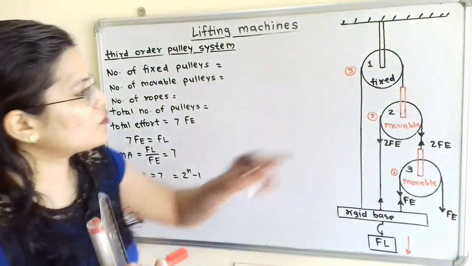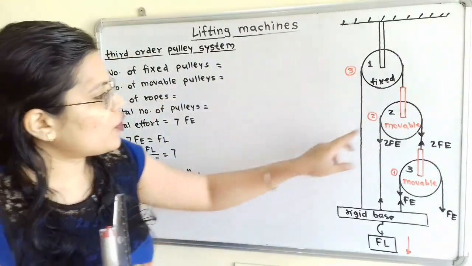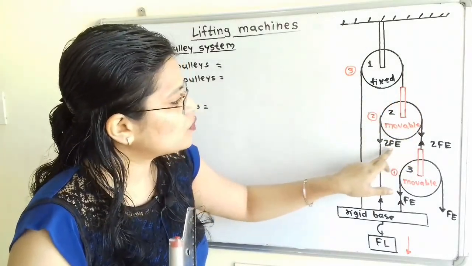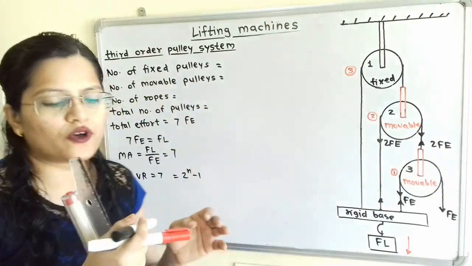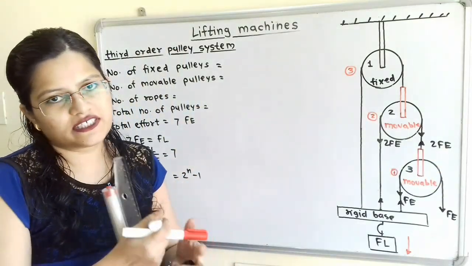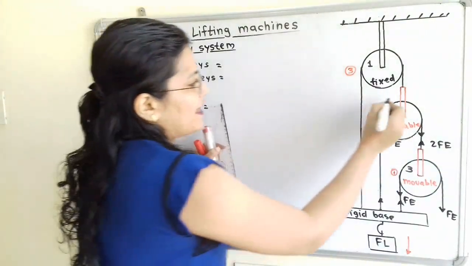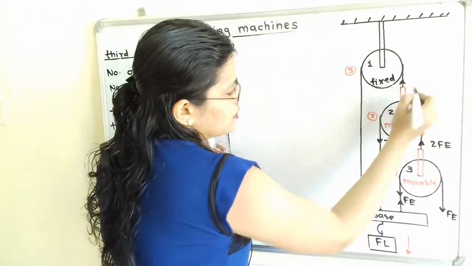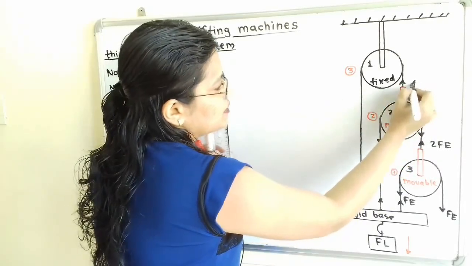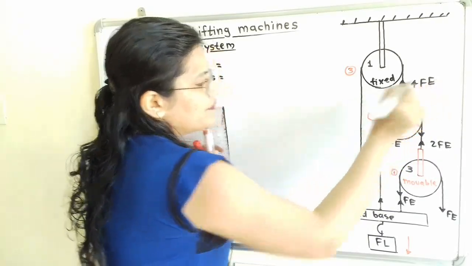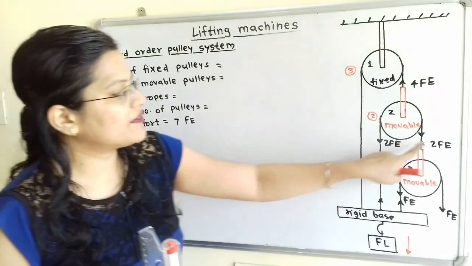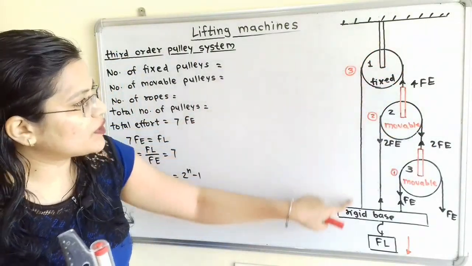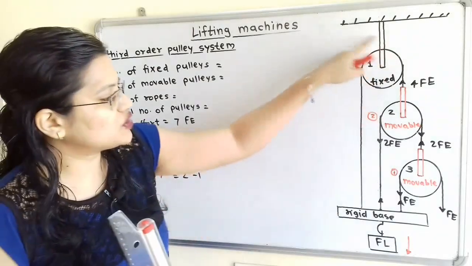Now what is the amount of tension? If we observe pulley number 2, then in the downward direction 2 Fe plus 2 Fe, that is 4 Fe amount of tension is created. So the rope attached to the upper side has the same amount of tension but the direction is opposite, that is 4 Fe, which is 2 Fe plus 2 Fe. The same rope passes over pulley number 1, so the same tension is there.